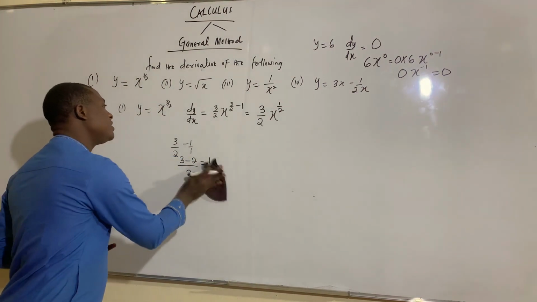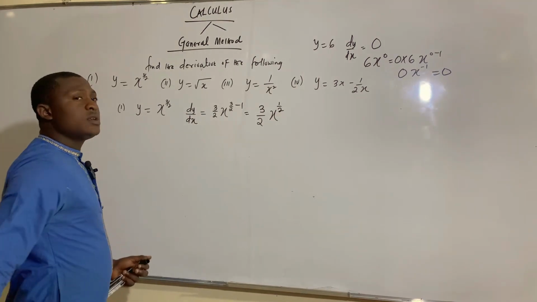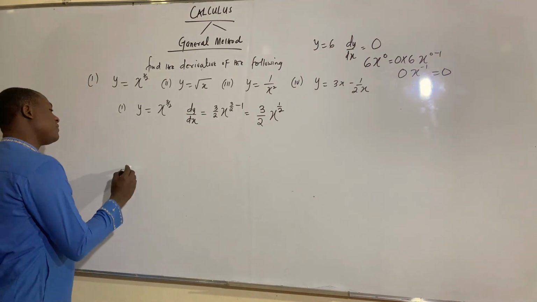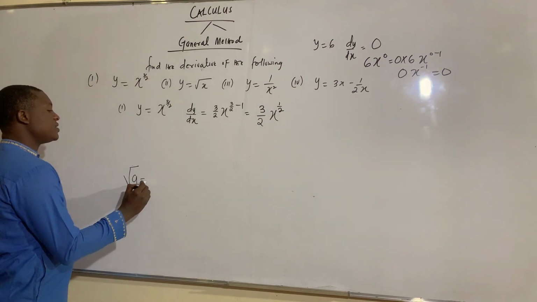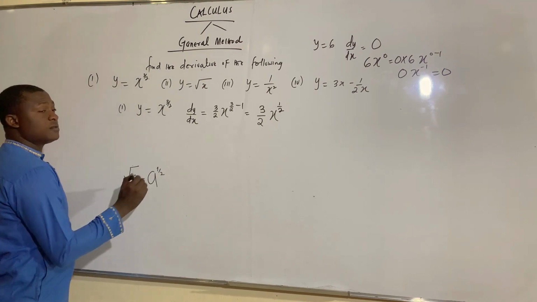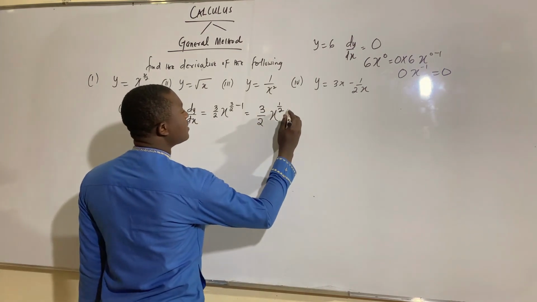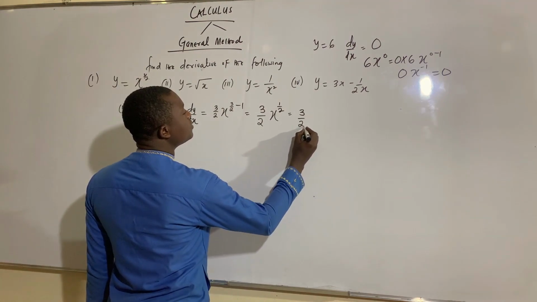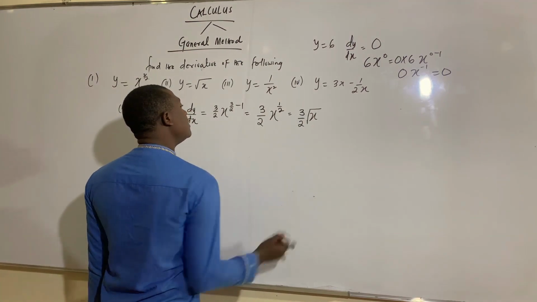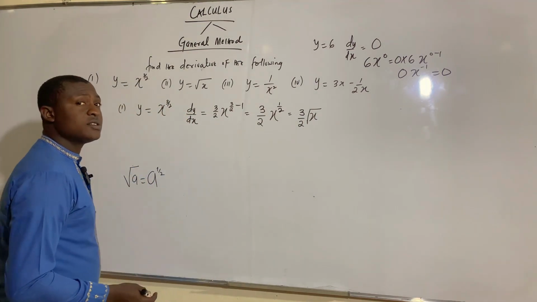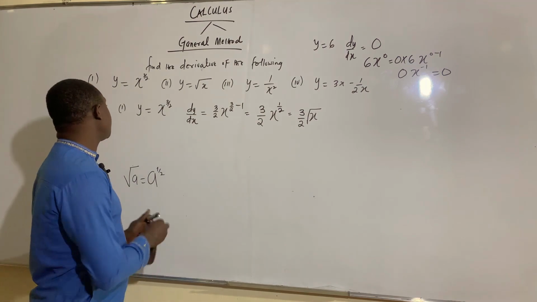So if you like, you can still go further with this. Under indices, if I have root a, it is nothing but a raised to the power of half, right? Under indices, the root law. So now if I have this, I can write this one as 3/2 times x root x. It's still the same thing. I hope you are getting it right. Yeah, good. So let's try the second one.